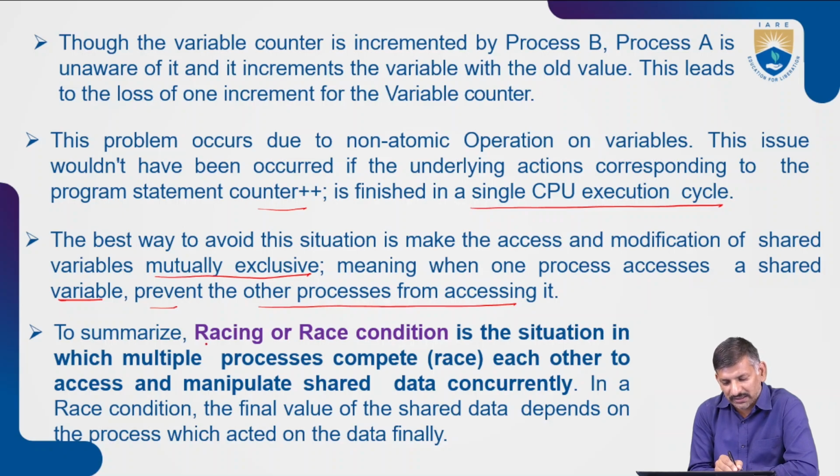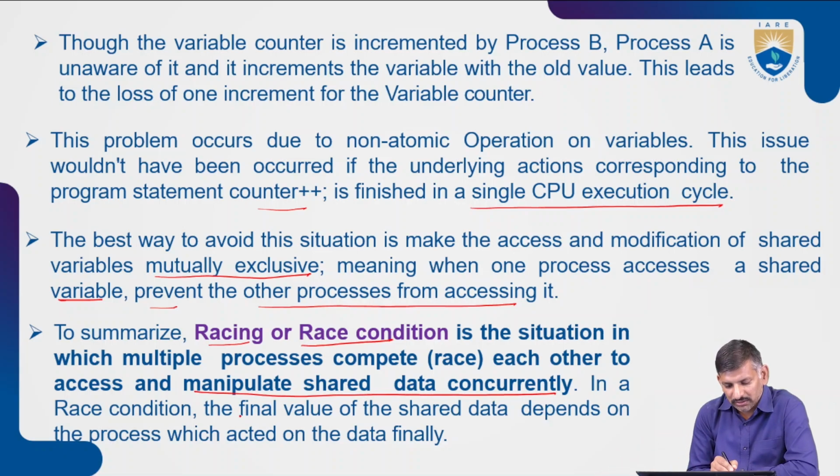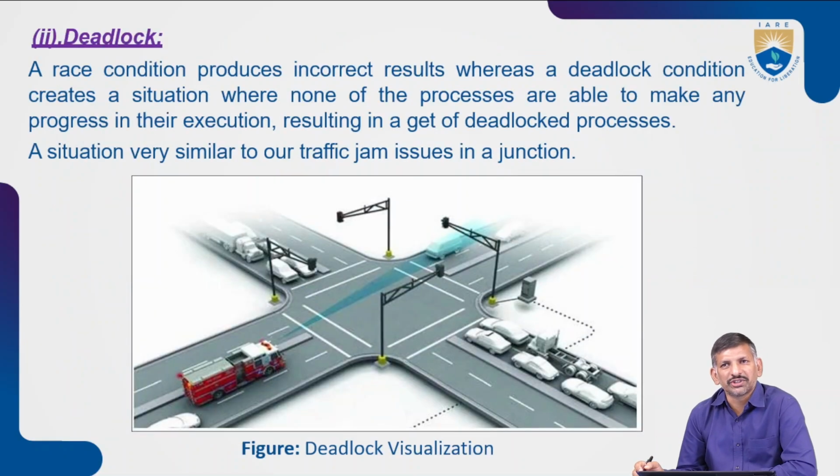So to summarize, a race condition is a situation in which multiple processes compete with each other to access the same resource and manipulate the shared data concurrently. In a race condition, the final value of the shared data depends on the process which acted on the data last. So what decision are we taking here? Based on that, we get the response, either positive or negative. So next, the deadlock condition. As a result of the race condition, deadlock occurs.